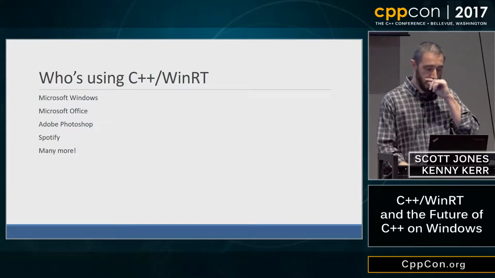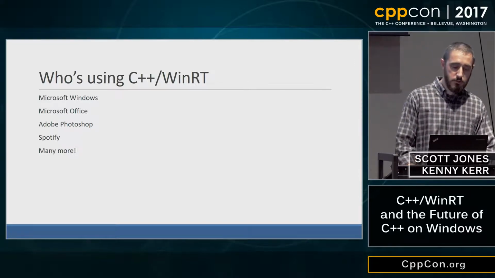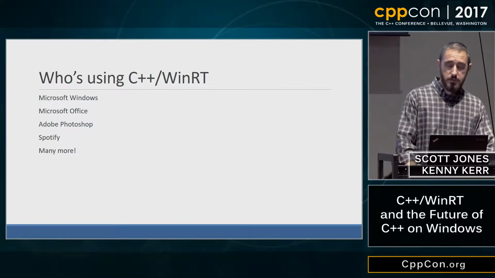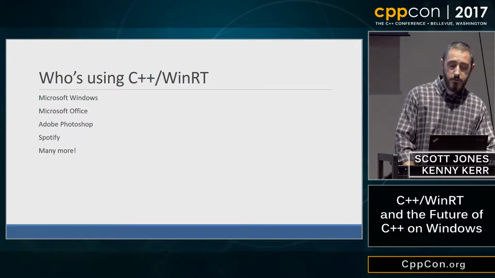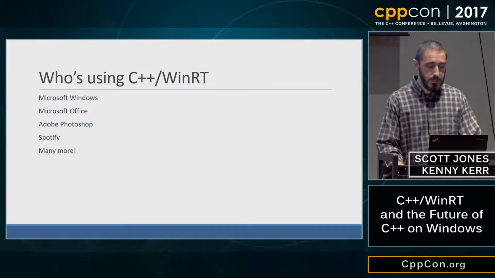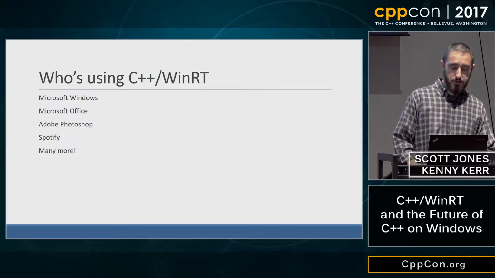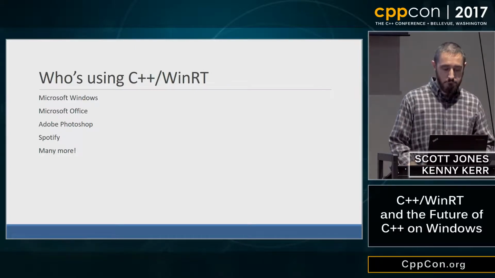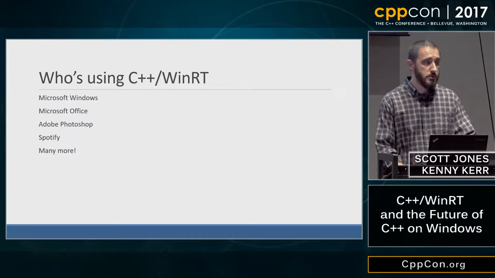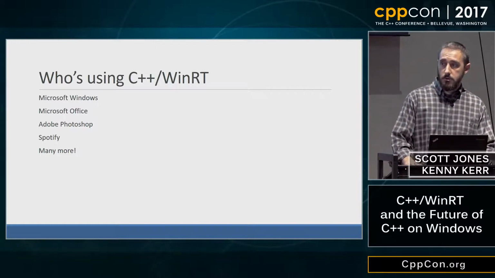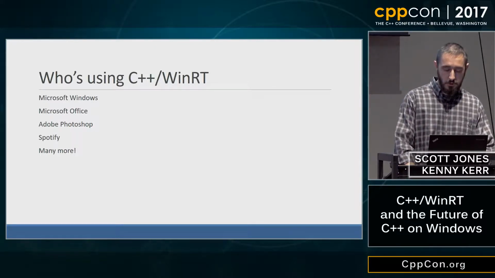So who's using C++ WinRT today? Obviously in Windows we're starting to use it quite a bit. Office has started using it in some of the applications. Adobe Photoshop today lights up on Windows 10 thanks to C++ WinRT, Spotify, and many, many others. It's a header-only library, so we don't really know who all is using it, but based on all the questions and the feedback we're getting, a lot of people have started adopting it, which is great to see.